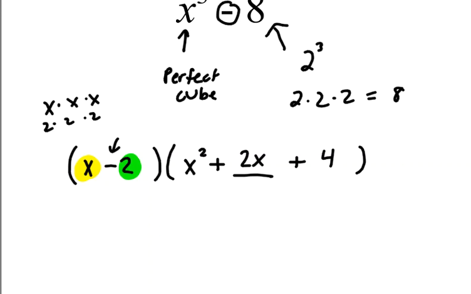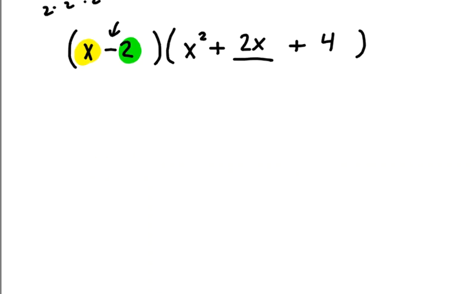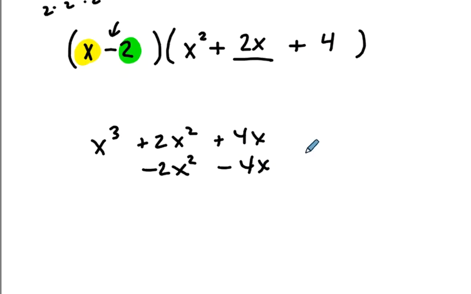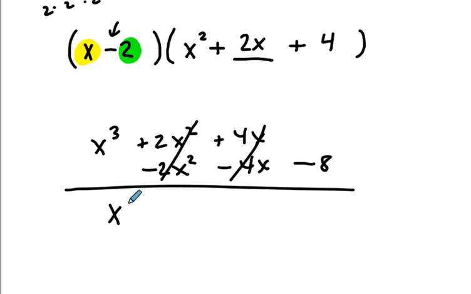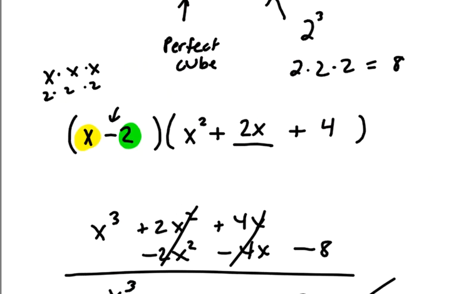So if I want to check that I'm right, I could actually always multiply these out. Get x cubed plus 2x squared plus 4x, and then minus 2x squared. See those canceling already. Minus 4x. Another set canceling. That's just what you want to see. X cubed minus 8. It does really equal that.